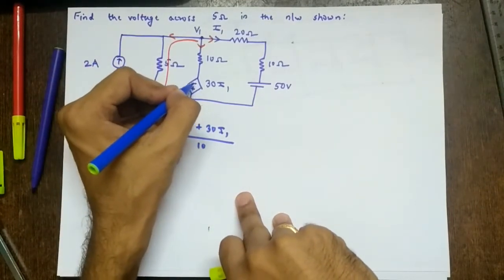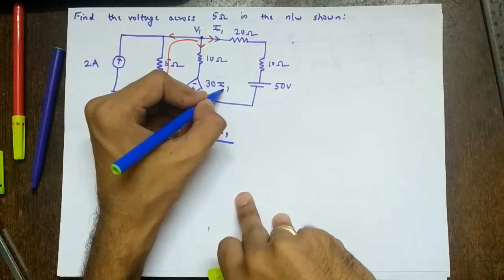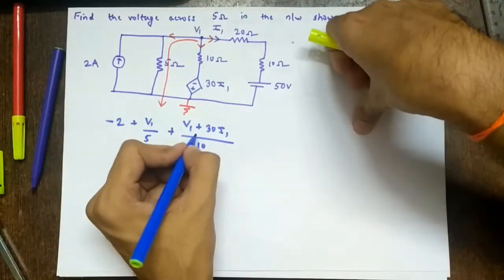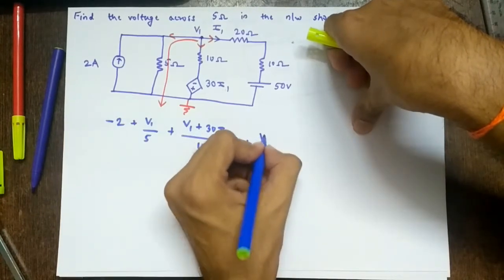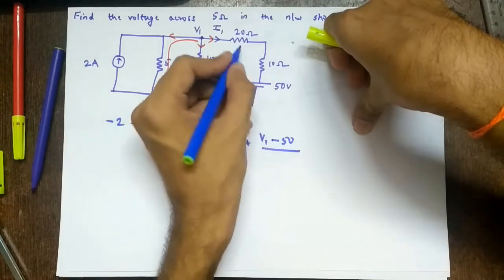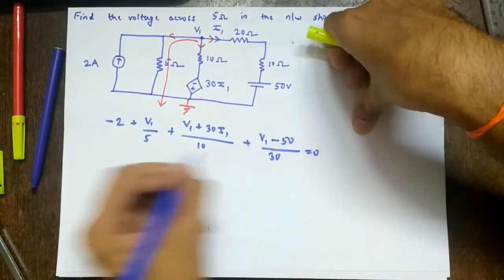So remember, this is a dependent voltage source. Don't get confused with this current, thinking that it is a current source. Plus minus indicates it is a voltage source. So upon 10 plus V1 minus 50 upon, these two are in series, so 20 plus 10, 30, equal to 0.